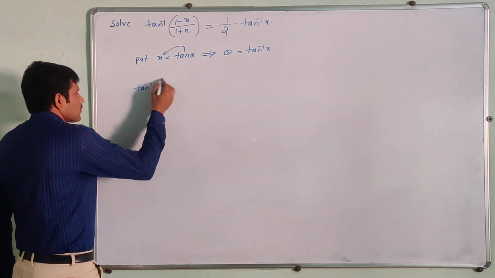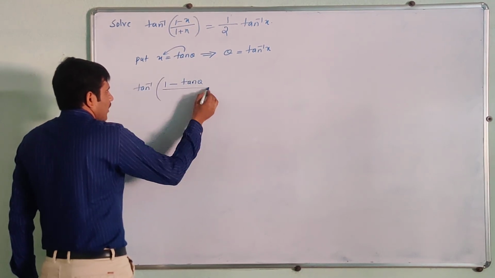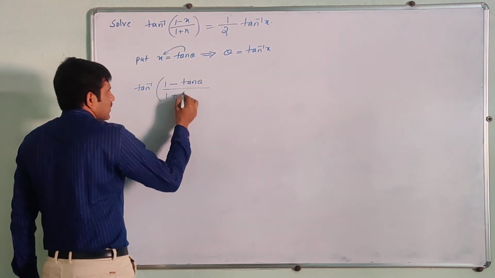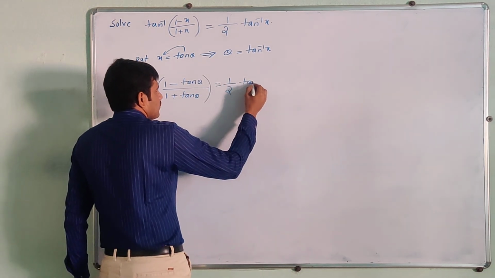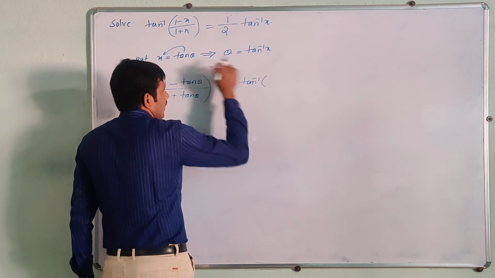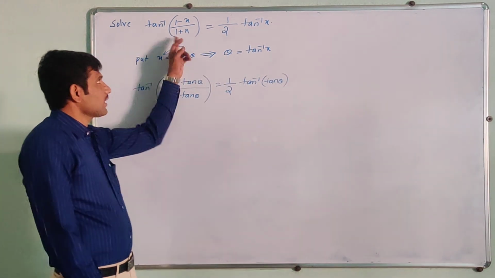Now it is tan inverse of (1 minus x by 1 plus x), where x is tan theta. And on the right, half tan inverse of x, that is half theta. So I am substituting x is equal to tan theta in this equation.